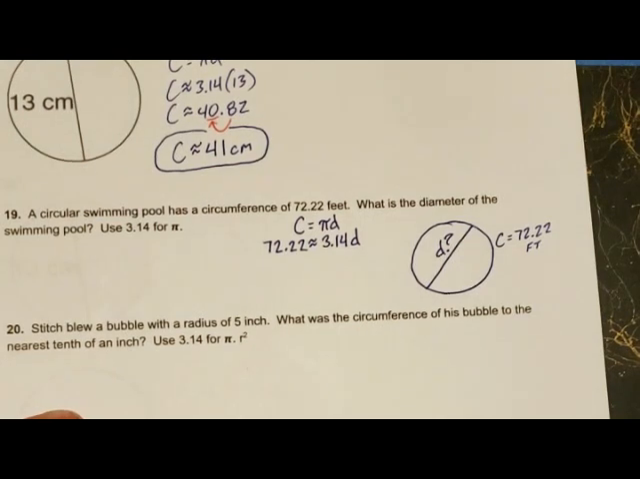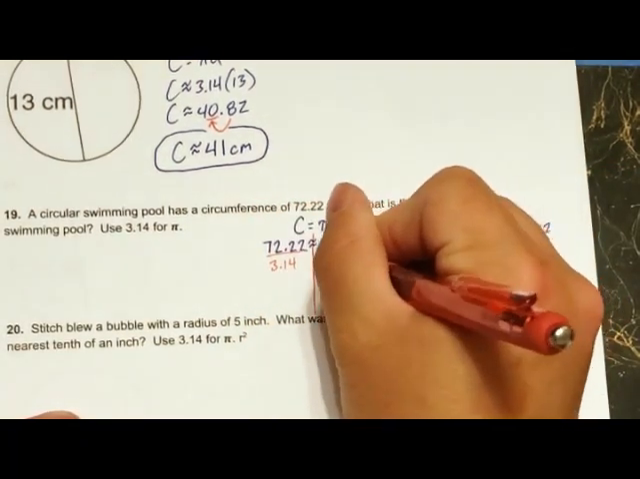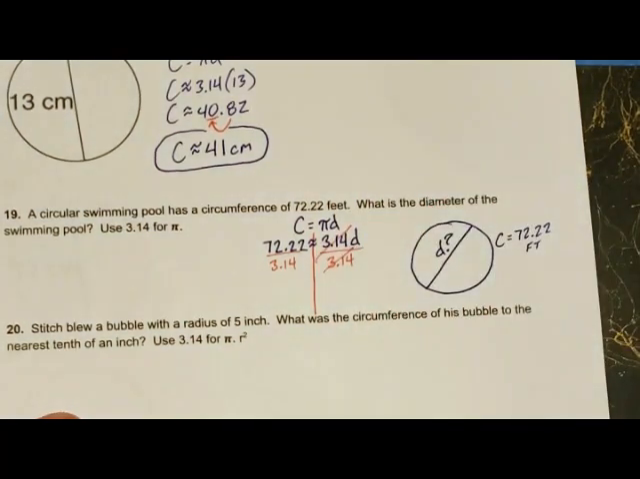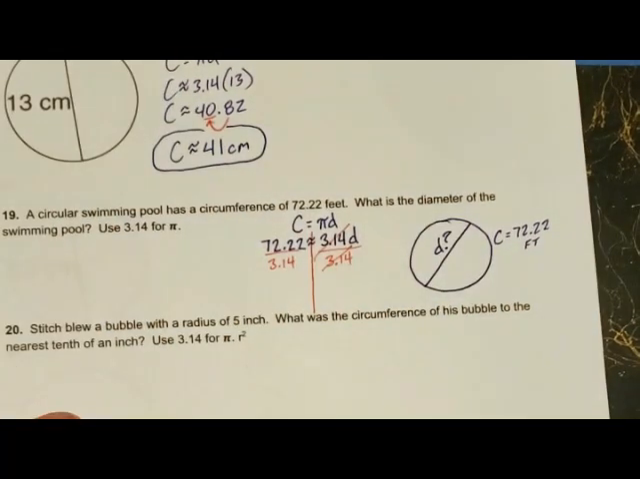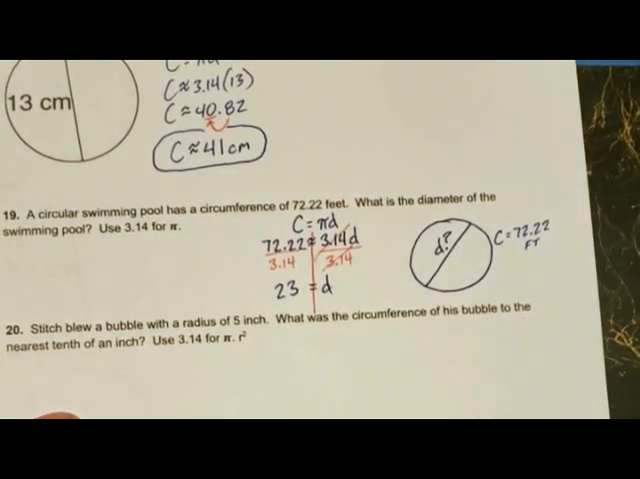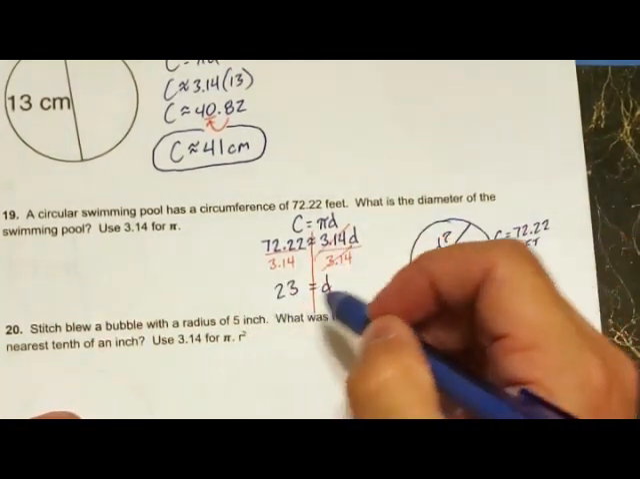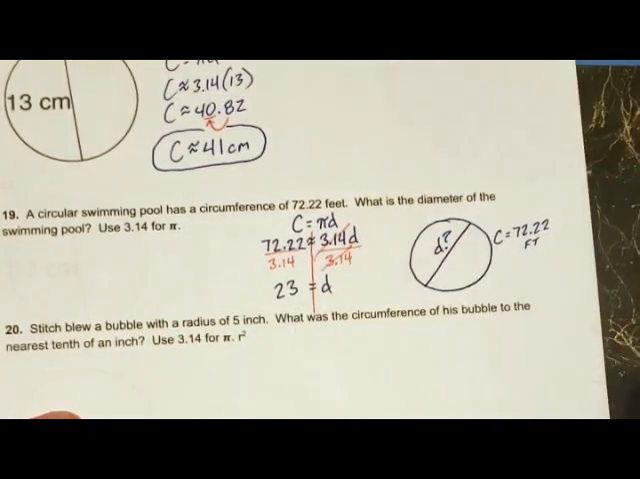All right, and then all you have here is a one-step equation. We need to get the d by itself, so we're going to divide both sides by 3.14. These cancel out. And we do 72.22 divided by 3.14. And that gives us exactly 23 for the diameter. All right, and I believe in the instructions it said don't worry about writing a sentence, don't worry about your unit. So just put the 23. The diameter of the swimming pool is 23 feet.